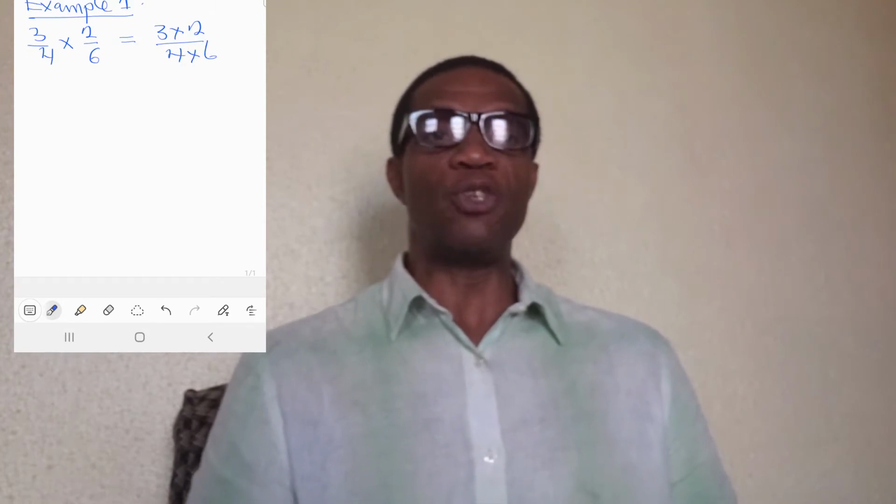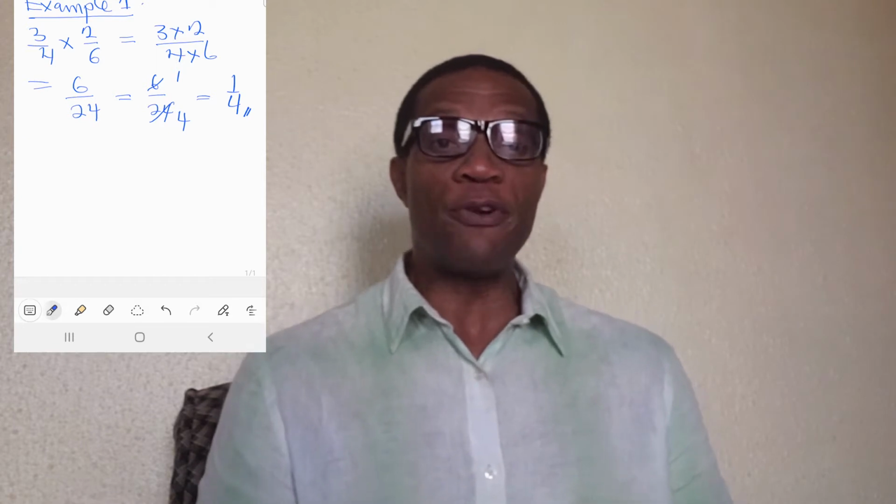To multiply fractions, I'll use two simple examples to illustrate this discussion. First of all, example number one: multiplying the fraction 3 over 4 times 2 over 6. Now, the trick in multiplying fractions is to put the numbers in the numerator together as well as those of the denominator. So that will now give us 3 times 2 divided by 4 times 6.